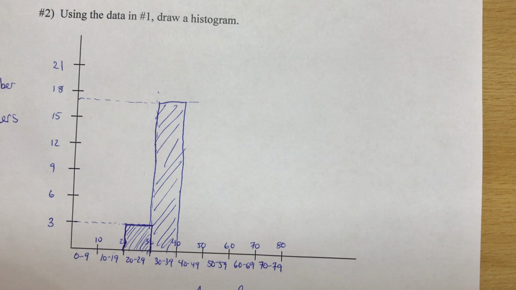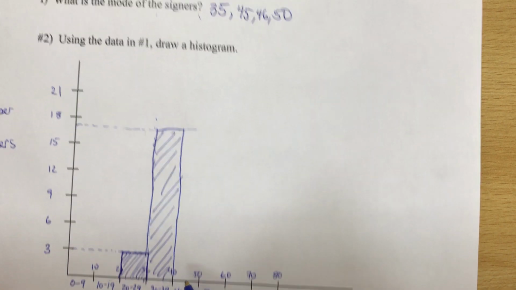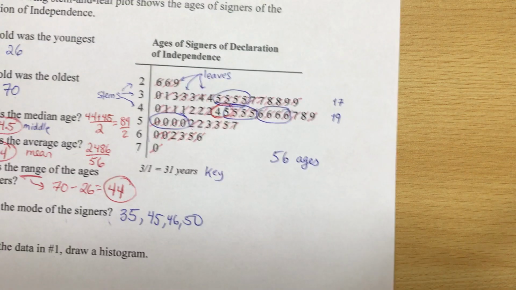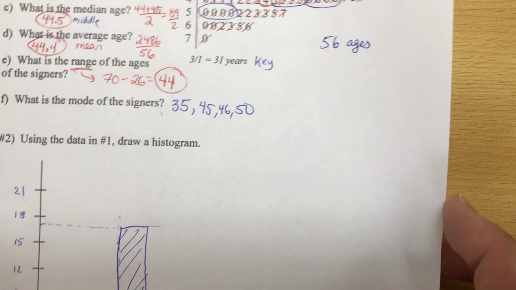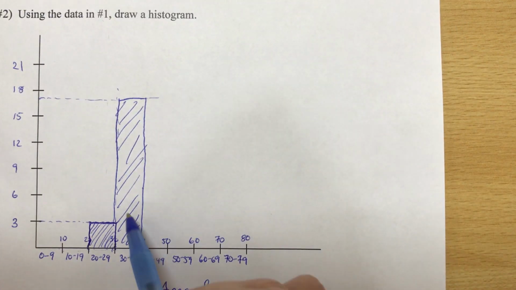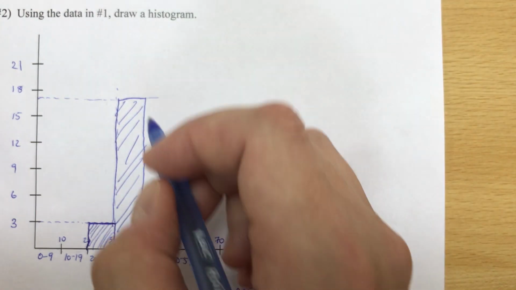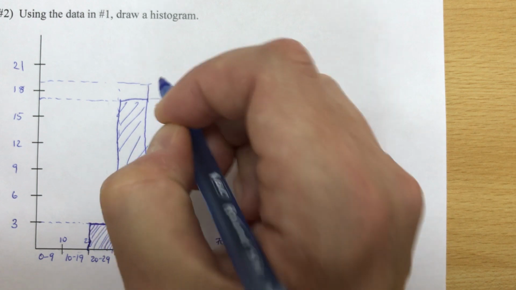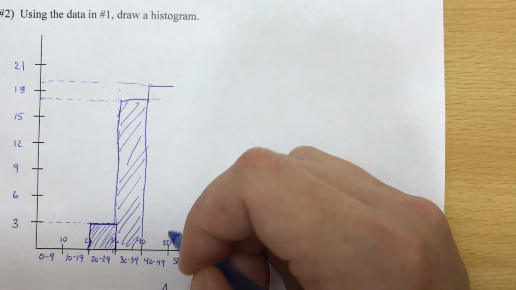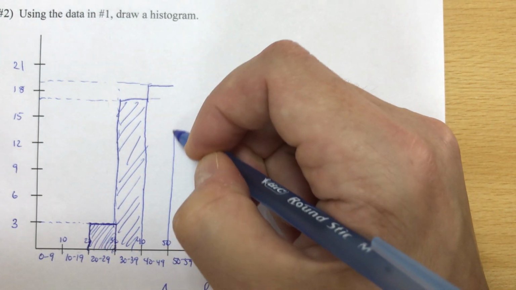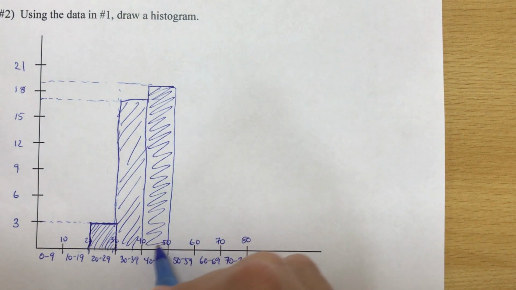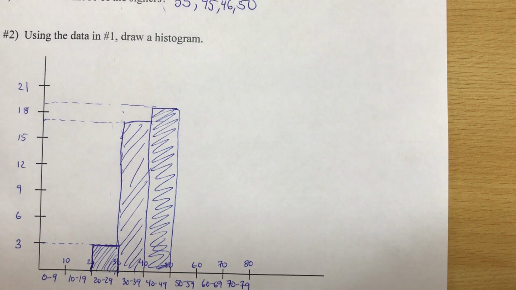Okay, then the 40s was the biggest category. That was 19. What I would do now is pause this video and go ahead and do this yourself, and then unpause and see if we agree. 19, it would be about here. Okay, again, if you like to shade everything in, make it look nicer, that's fine.